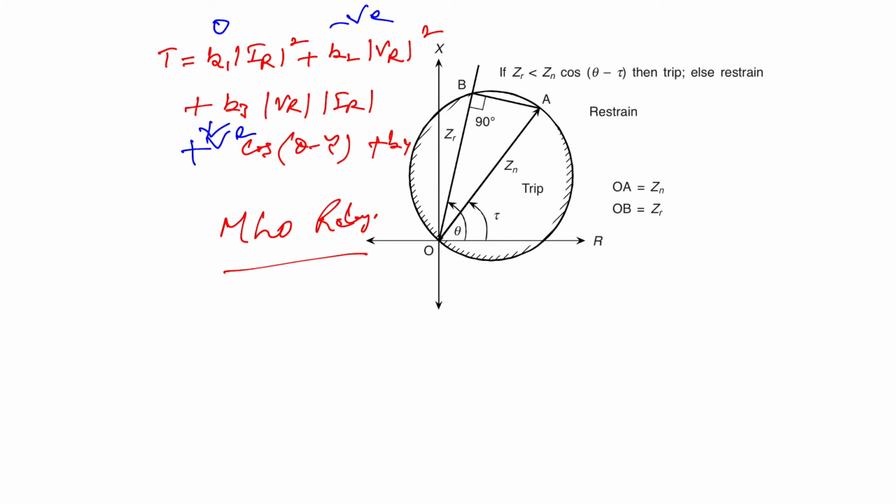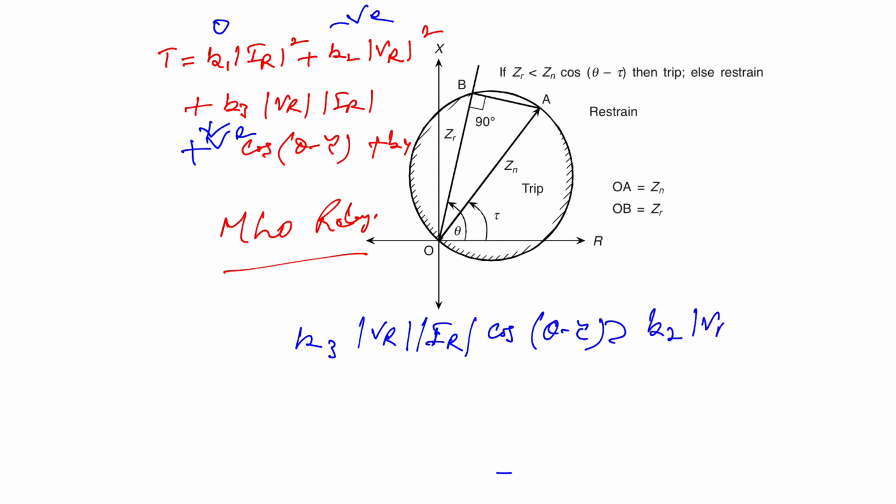So the following trip law can be obtained in that very case. That is what we are getting: K3 VR, then we will have IR cos of theta minus tau is greater than K2 VR square. So the relay can thus be described as a directional relay with the voltage restraint, because in that very case the voltage in this K2 is negative.